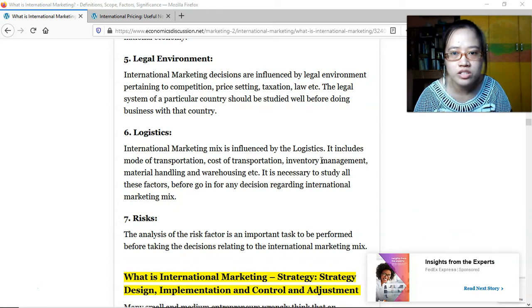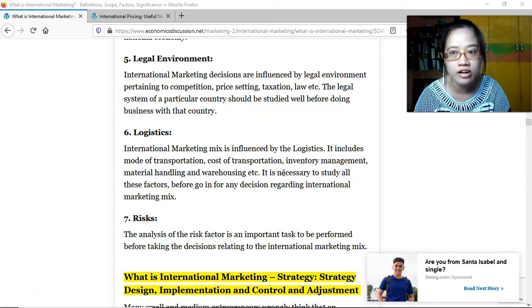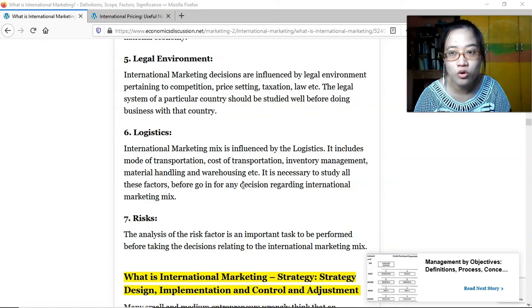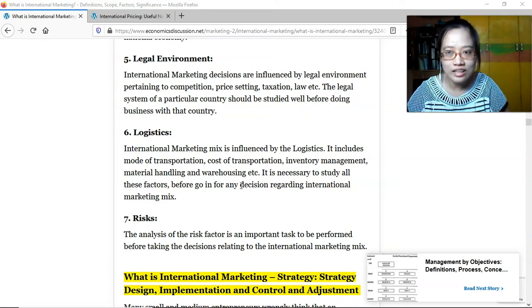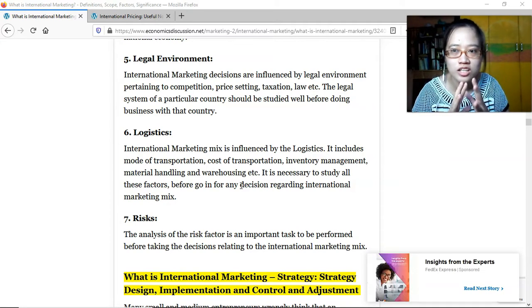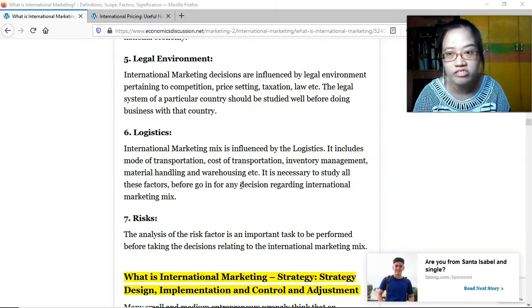Logistics is influenced by the mode of transportation, cost of transportation, inventory management, material handling, and warehousing. Sometimes all these activities would contribute to more cost of the product. Sometimes the cost of manufacturing the product is only this much, but the cost of transporting it and reaching the market, normally those are the ones that balloon the price of the product.